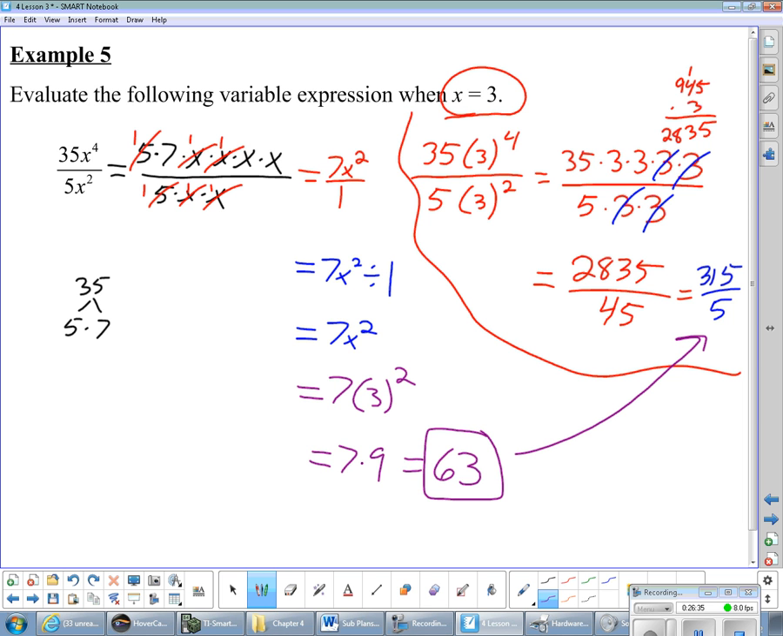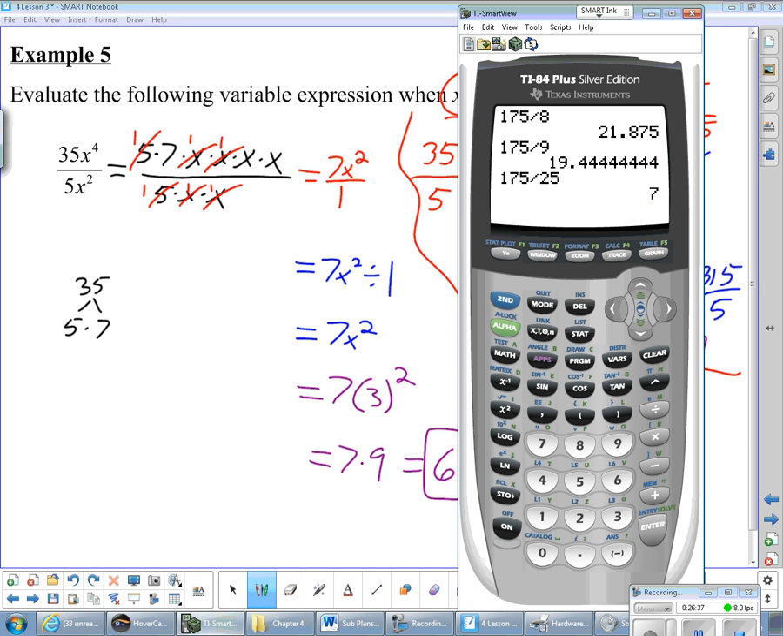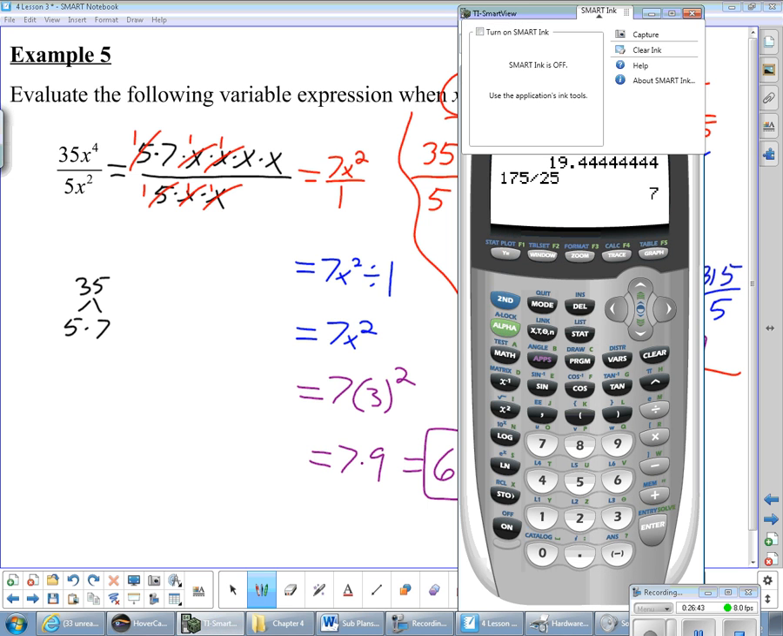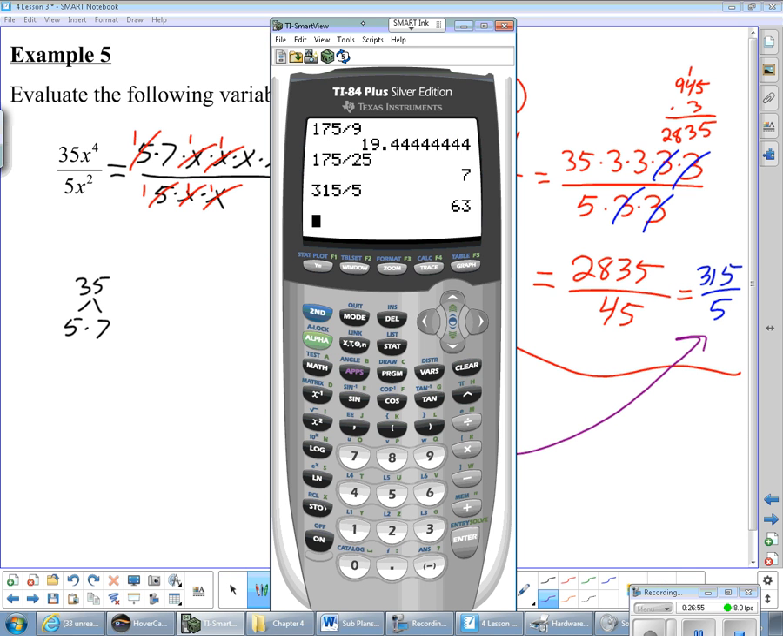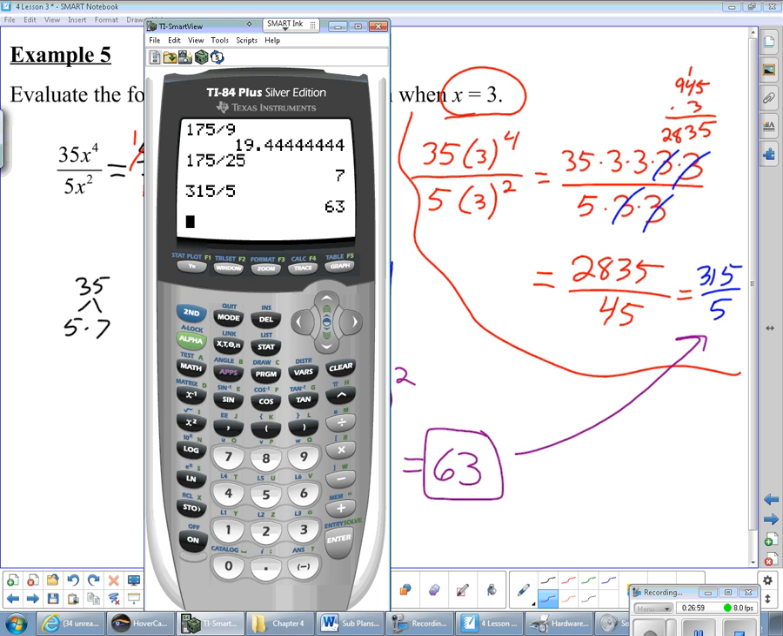Well, why is my calculator not working? Let's see if we can get it to work now. I'm pushing the buttons and nothing's happening. Maybe if I turn this on and then turn it off. Let's see. So if I take 3, oh, see, that worked. 315 divided by 5, look at what I get. I get 63. So that is the same right there.